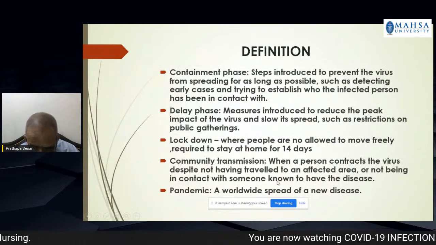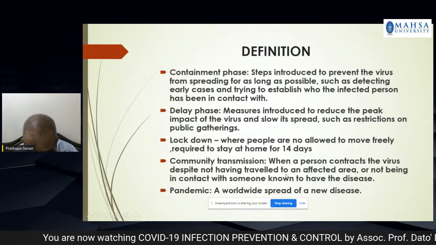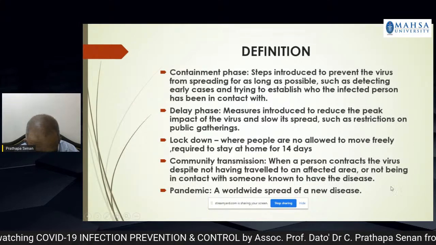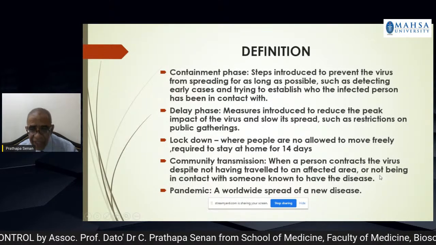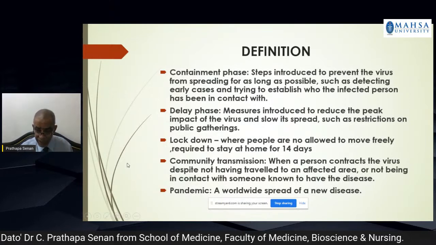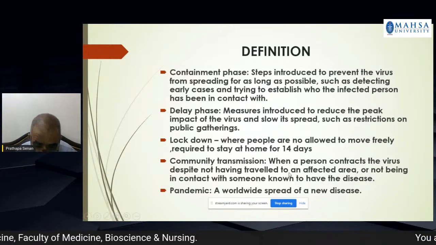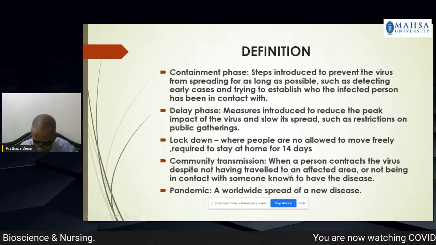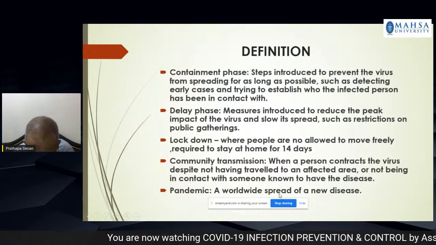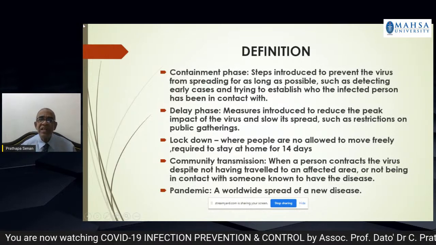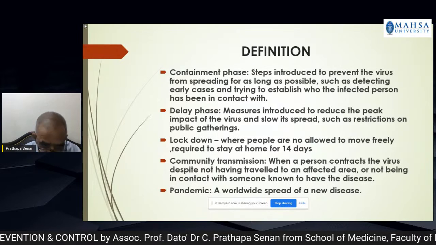Community transmission: when a person contracts the virus despite not having traveled to an affected area or not being in contact with someone known to have the disease. Actually, in a new disease, this should not happen because it's an imported disease. So if your contact tracing is good, this situation won't arise. Pandemic: a worldwide spread of a new disease that causes epidemics in more than 3 continents is considered a pandemic.